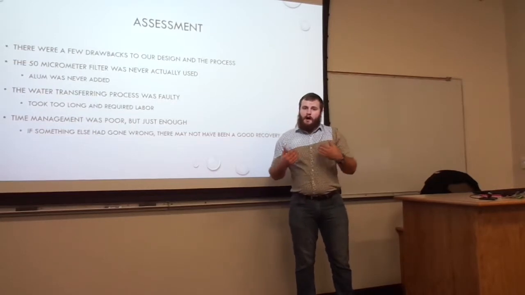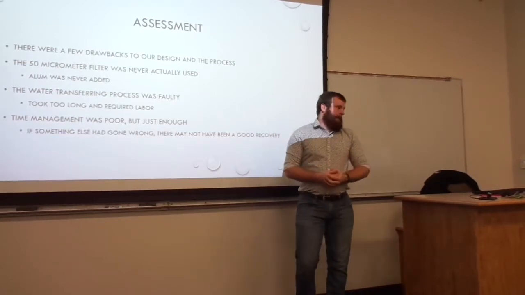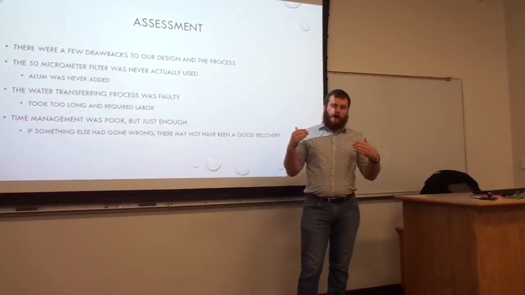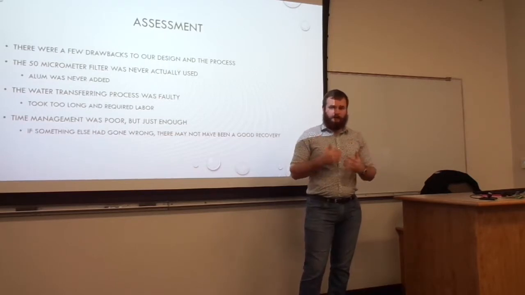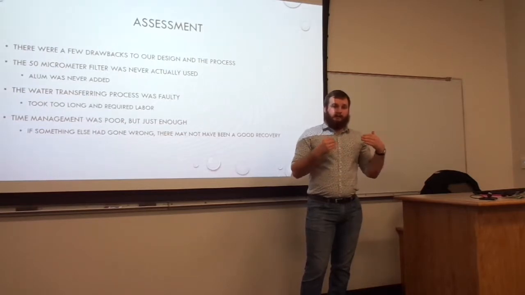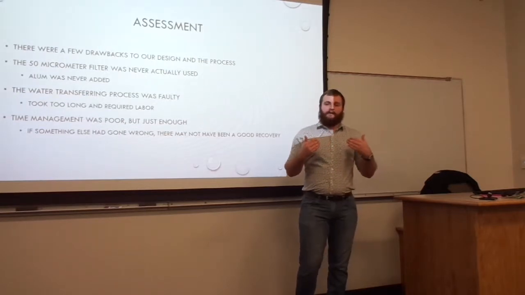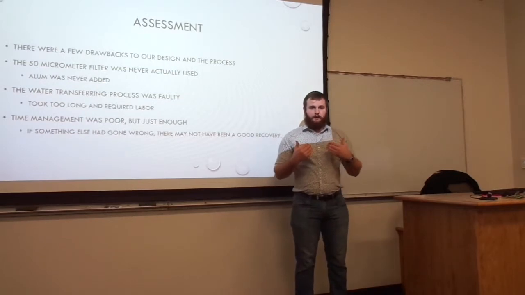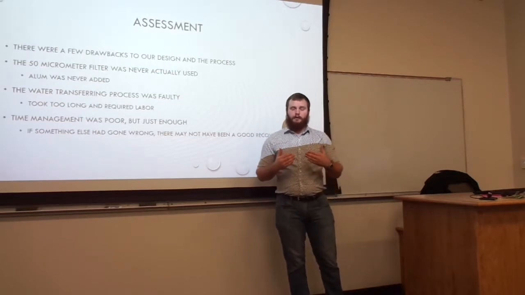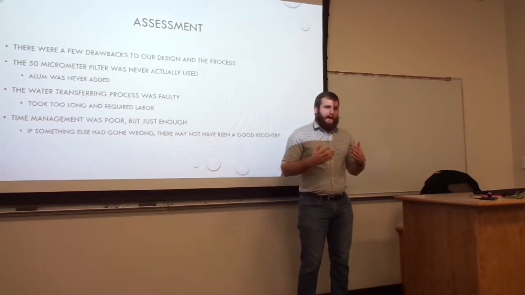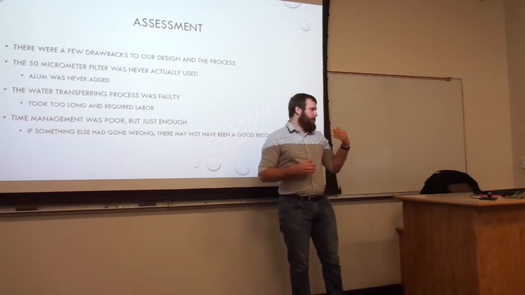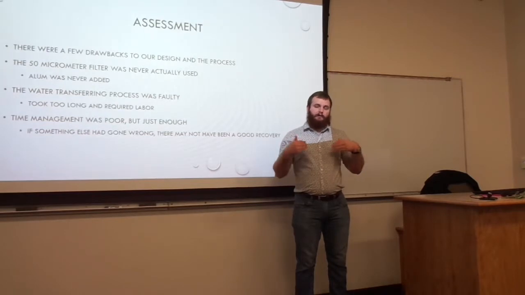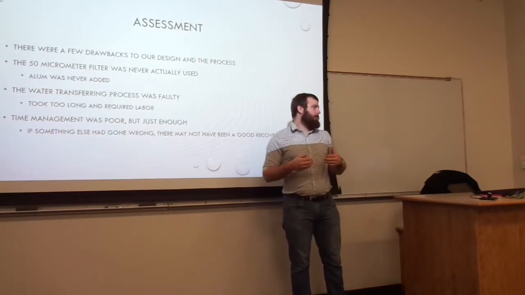So, assessing how we did, there were a few drawbacks to our design and the process. The 50 micrometer filter actually never needed to be purchased because we never added alum. At the very beginning of the process, before we even treated the water, we tested for water hardness, and we found that it met EPA standards already. At that point, we decided that we didn't really need to add alum. So we never had any flock, so we never had to filter it out.